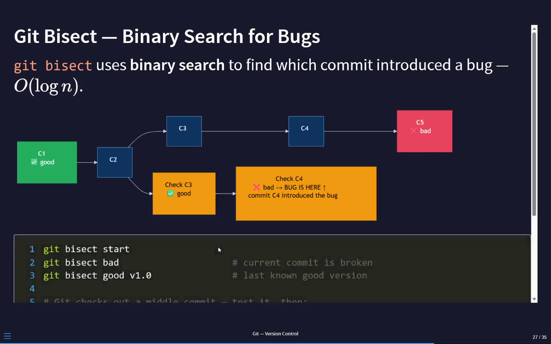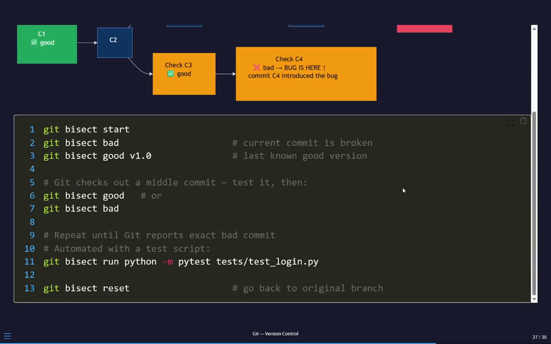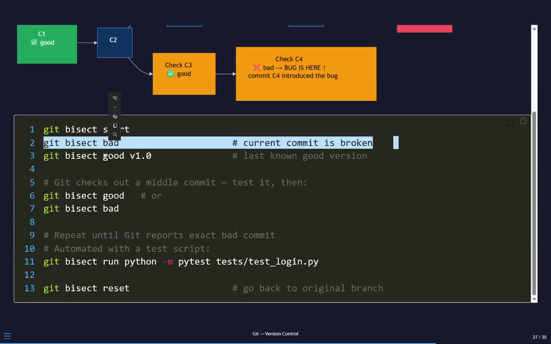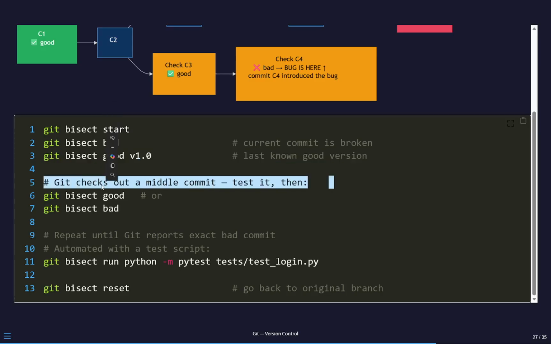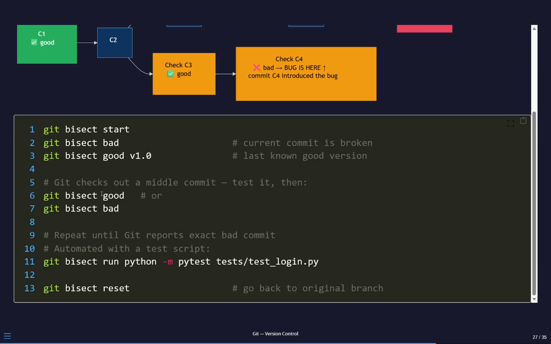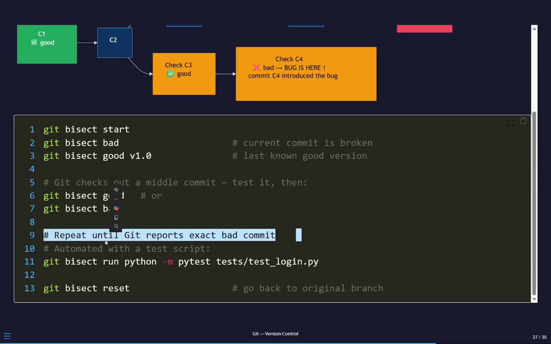git bisect start initializes the session. git bisect bad marks the current commit as broken. git bisect good v1.0 marks a known good tag or hash. Git now checks out the midpoint commit. You test manually, then tell Git the result with git bisect good or git bisect bad. Repeat until Git reports the exact commit.